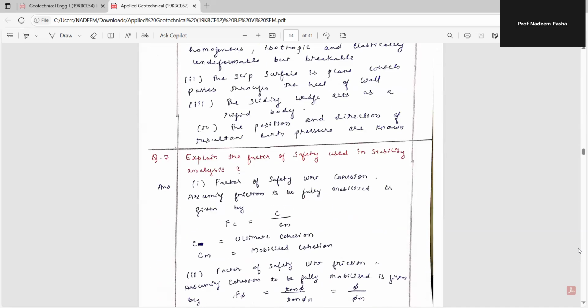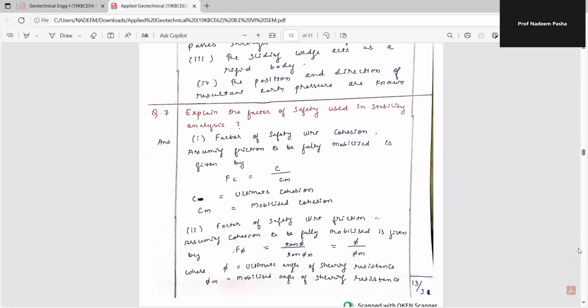Explain factor of safety used in stability analysis. So factor of safety with respect to cohesion, assuming friction to be fully mobilized, is given by Fc equal to C by Cm. So C is the ultimate cohesion and Cm is the mobilized cohesion. Factor of safety with respect to friction, assuming cohesion to be fully mobilized, is given by F phi equal to tan phi by tan phi m, or equal to phi by phi m. Phi is the ultimate angle of shearing resistance. Phi m is the mobilized angle of shearing resistance.